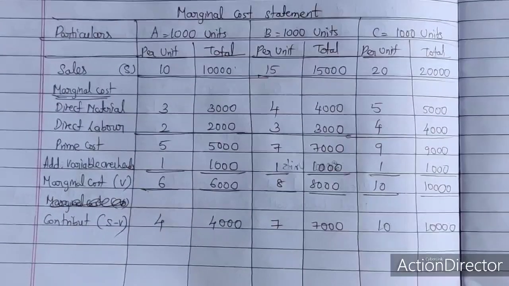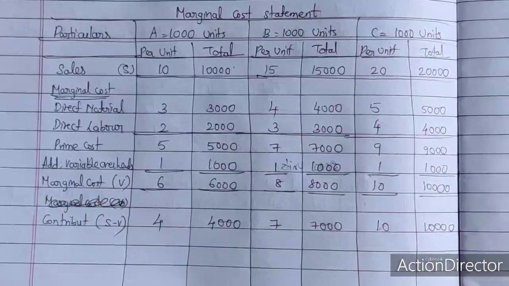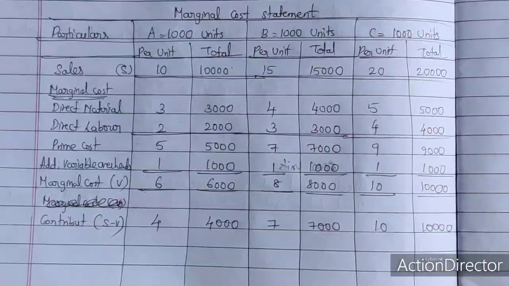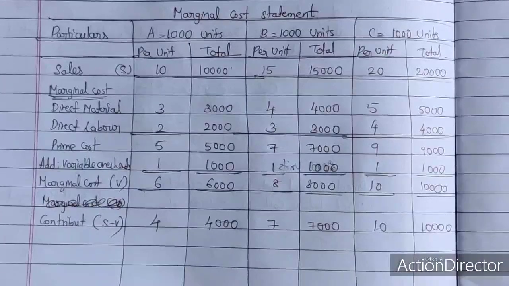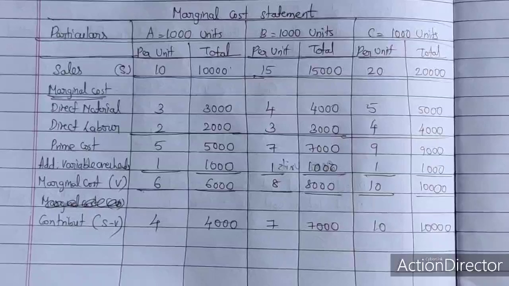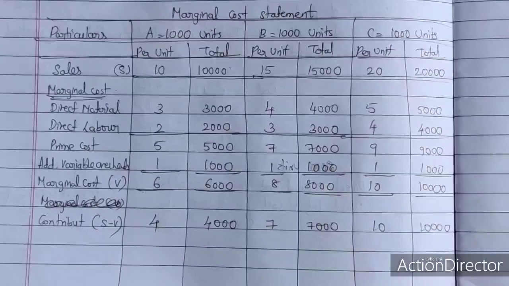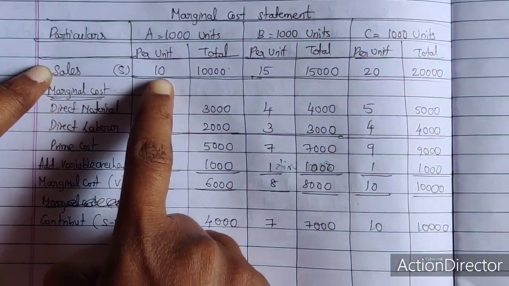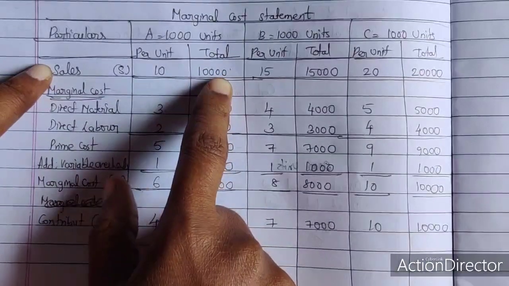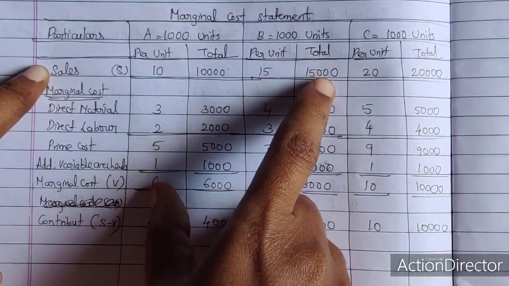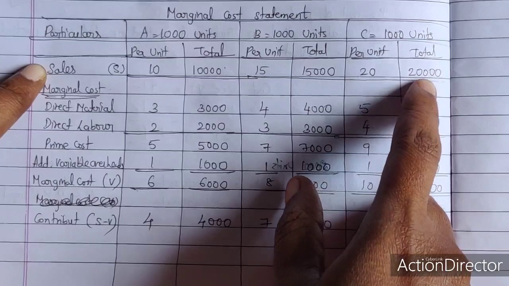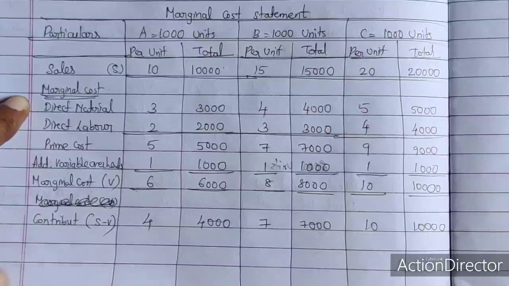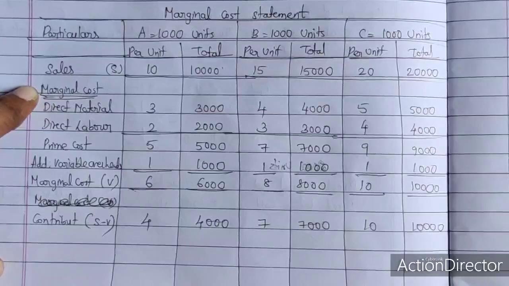This is the same way as in absorption costing, but the only difference is that in absorption costing we consider both the fixed overheads and variable overheads, but here we will consider only variable overheads. First we mention the sales: 10 rupees per unit, total 10,000 rupees; 15 rupees, 15,000 rupees; 20 rupees, 20,000 rupees. Next we need to find out the marginal cost, which is also called the variable cost.